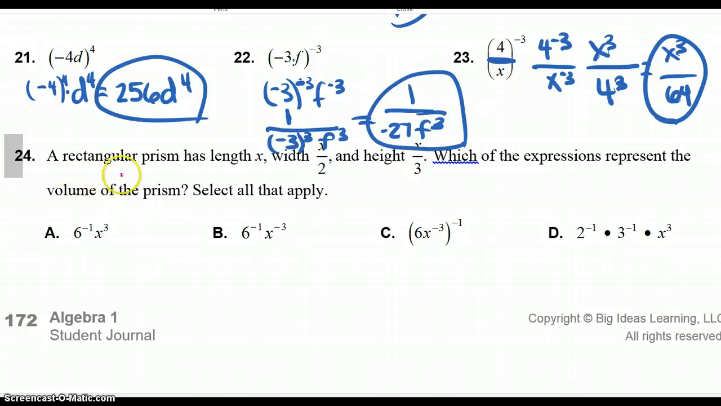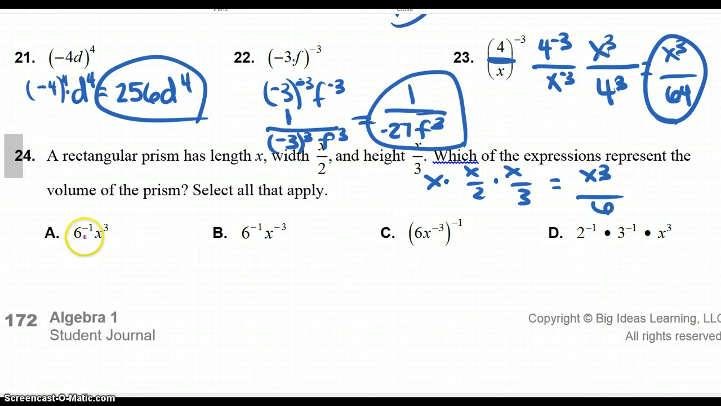Okay, on the bottom, a rectangular prism has a length x, width x over 2, height x over 3. Which of the expressions represent the volume of the prism? Select all that apply. So remember, volume is equal to length times width times height. So you can multiply those. X times x over 2 times x over 3. So really, I'd get x to the third over 6.